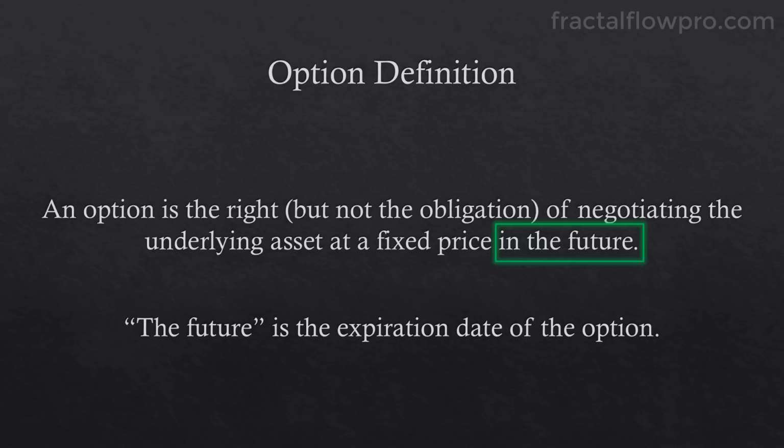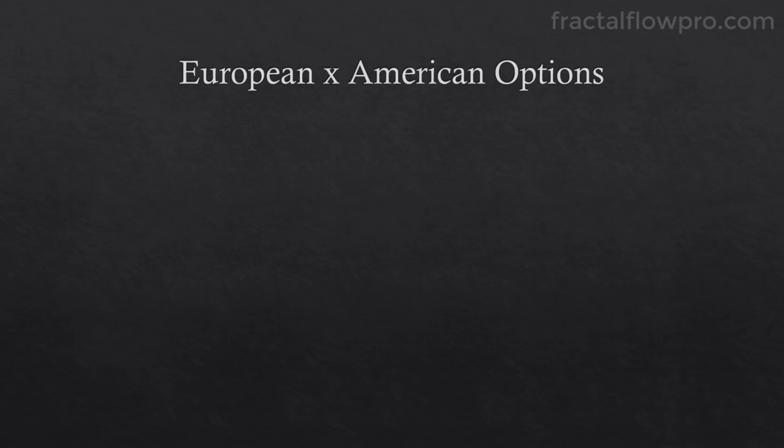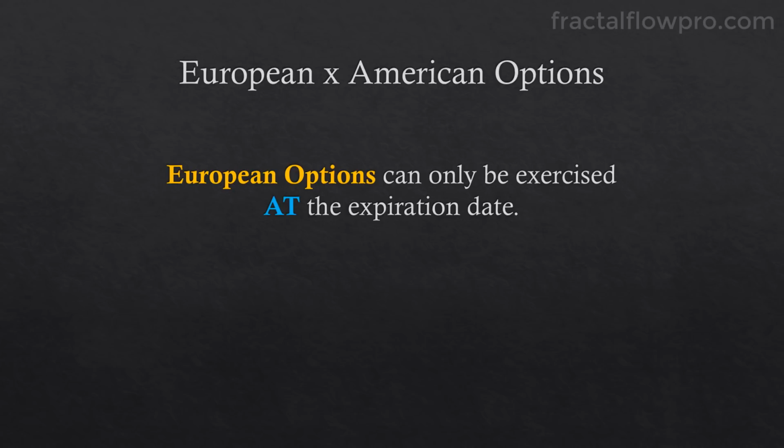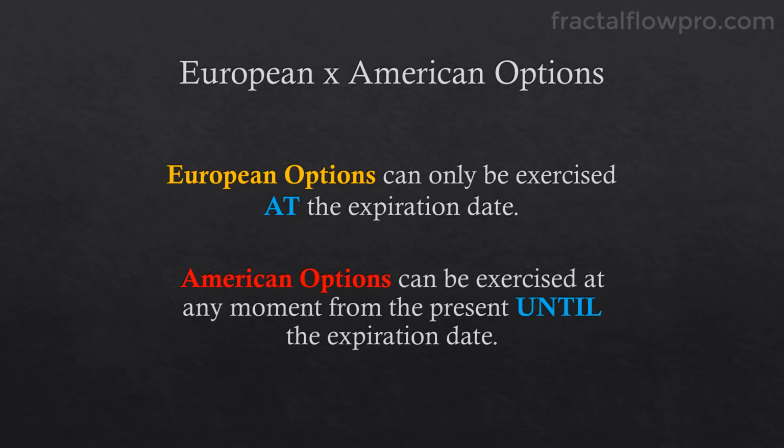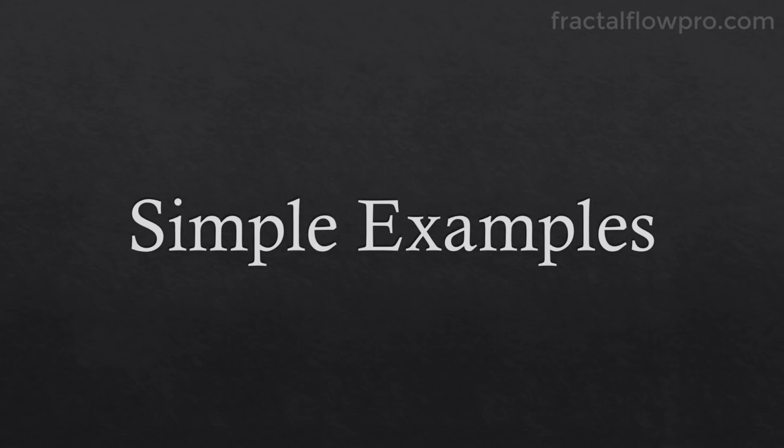This is where you will be able to exercise your right or not, depending on the situation. Here it's important to point out that there are mainly two types of options when it comes to the expiration date. We have European options, which can only be exercised at the expiration date, and we have American options, which can be exercised at any moment. Let's take a look at a few simple examples now, because that's the easiest way of learning how all these different elements of options work.